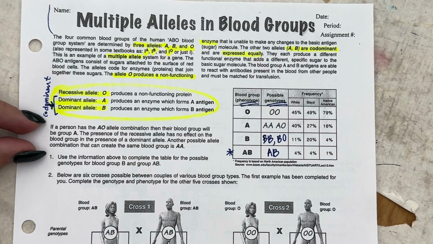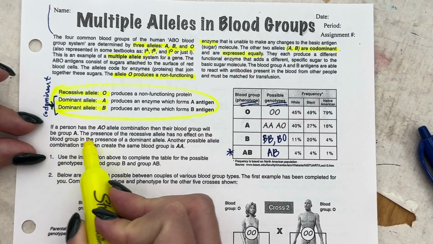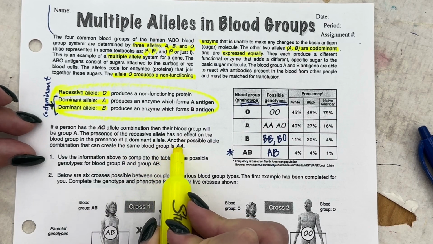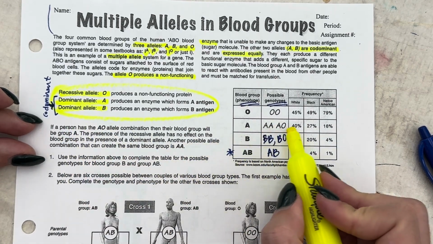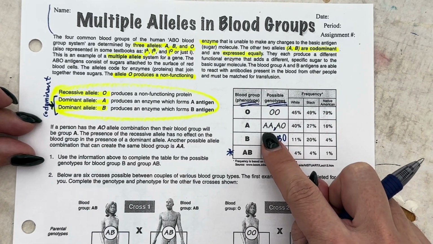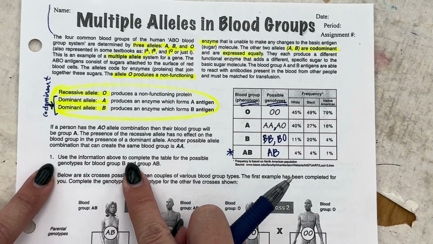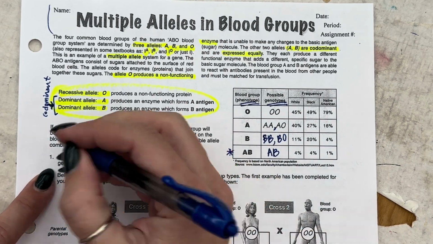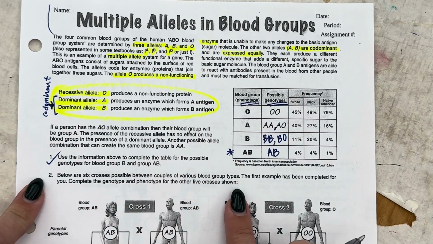So let's go ahead and read over here. If a person has the AO allele combination, then their blood group will be group A. The presence of the recessive allele has no effect on the blood group in the presence of the dominant allele. Another possible allele combination can create the same blood group, AA. So this is all just explaining how there's two possible genotypes. Let's put a comma right here so you guys know that it could be this genotype or this genotype. So let's see what we have to do. Number one, use the information above to complete the table for the possible genotypes for blood group B and AB. Done. Below are 6 crosses possible between various couples. The first example has been completed for you.